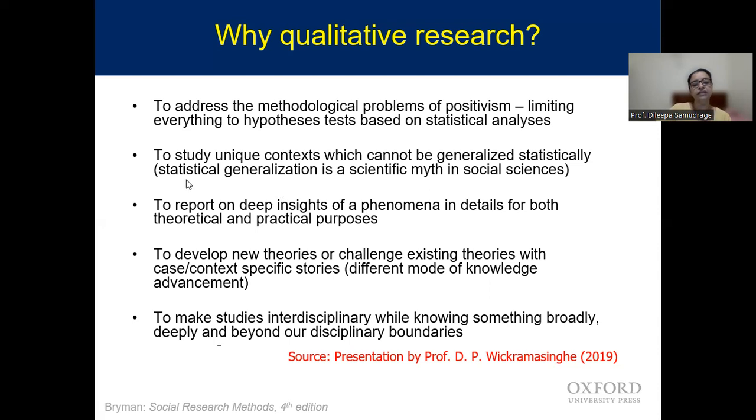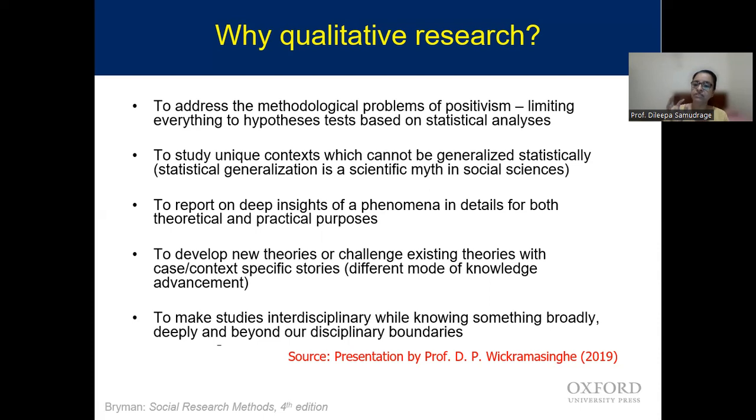Then the next one is to study unique contexts which cannot be generalized statistically. In quantitative studies, you always try to generalize a particular setting using a sample. For example, if you want to study the relationship between corporate governance and performance of the organization, you consider a population, select a sample from it, and then generalize the findings of your sample to the population. But in qualitative studies, you cannot do that.